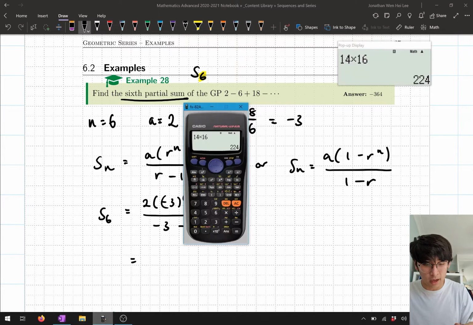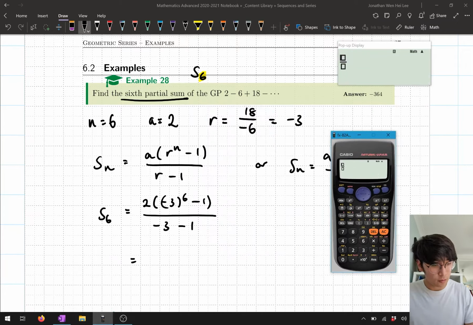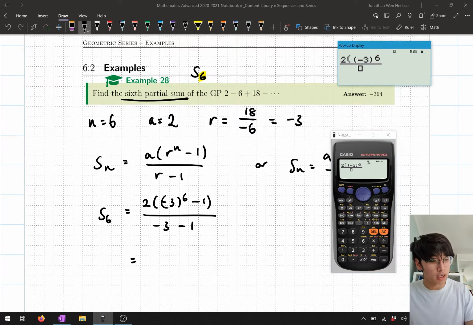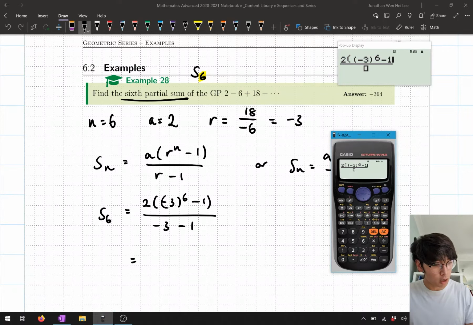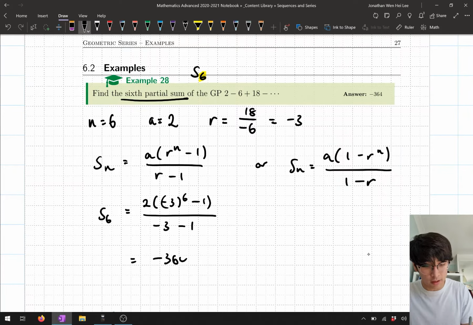And so if I put this in the calculator, 2 times negative 3 to the power 6. If you're dealing with a negative number, just make sure you put a bracket around that negative sign as well. Then minus 1, over negative 3 minus 1. And so here I get negative 364.